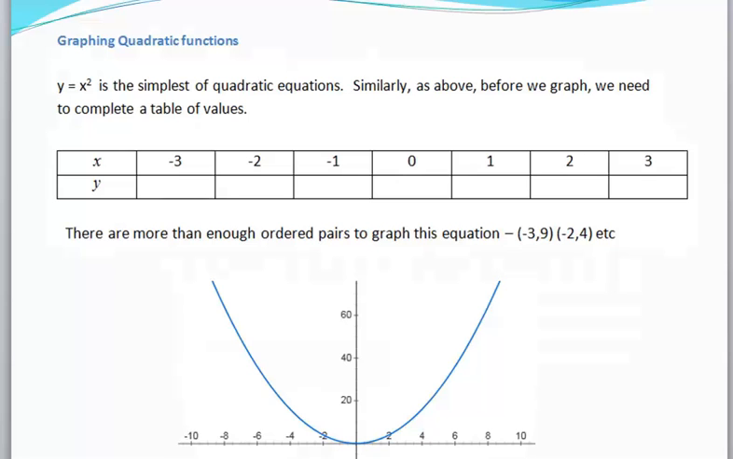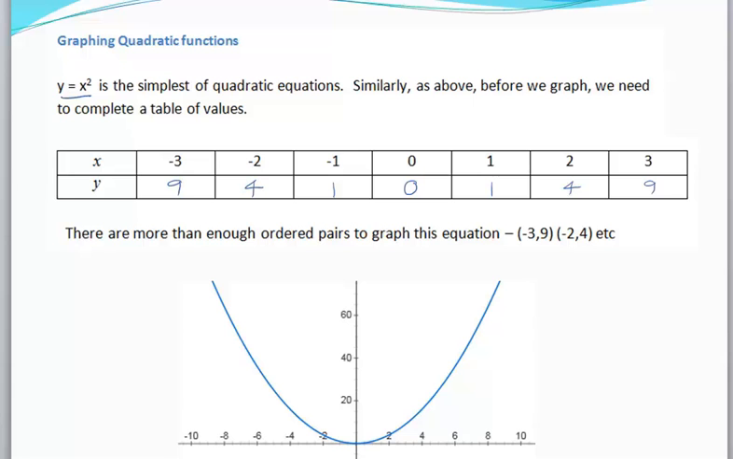Graphing quadratic functions. y is equal to x squared is the simplest of all our quadratic functions. Similarly to our previous examples, before we graph we need to complete a table of values. So here y is equal to x squared. 0 squared is 0, 1 squared is 1, 2 squared is 4, 3 squared is 9. Negative 1 squared is 1, a negative times a negative is a positive, negative 2 squared is 4, negative 3 squared is 9.